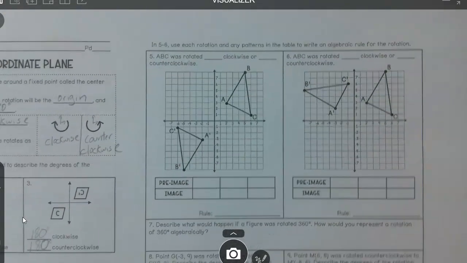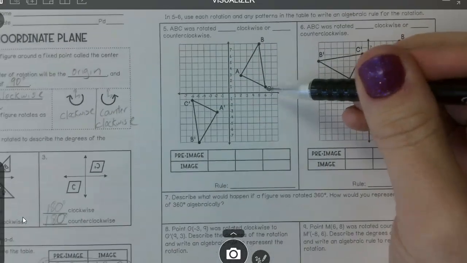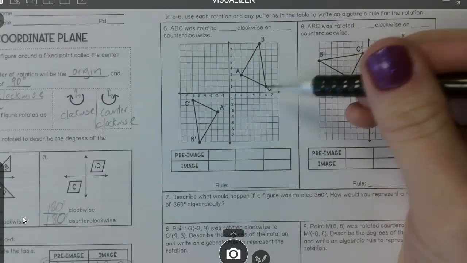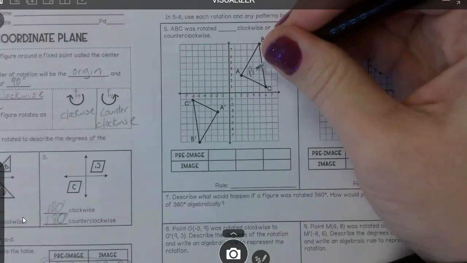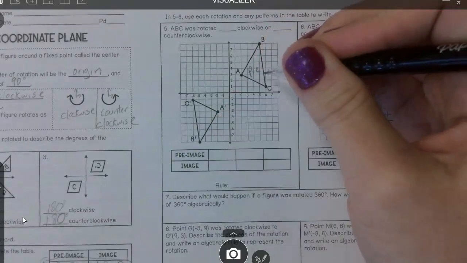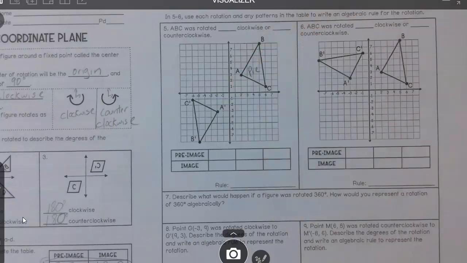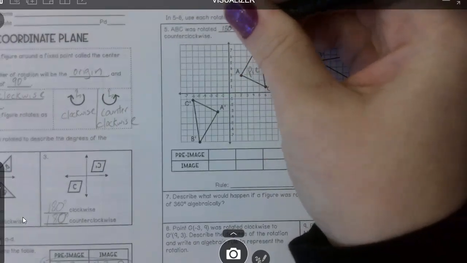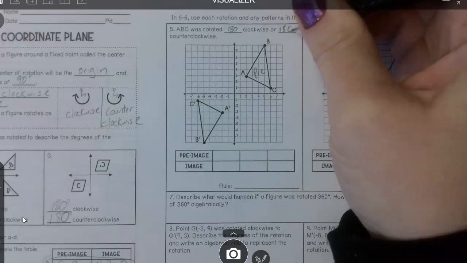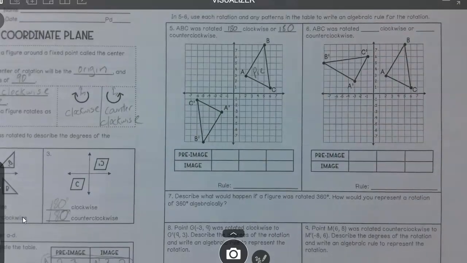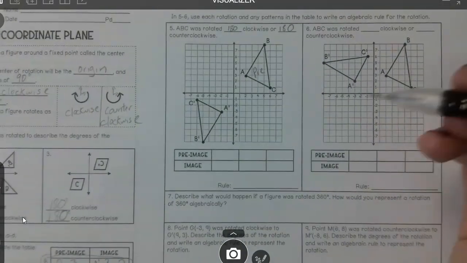Number 5, we have this rotation, and it looks like we went from this pre-image to this image. Looks like we went 180 degrees in either direction. So we're going to be discovering what kind of a rule we can follow when we're doing a 180-degree turn.